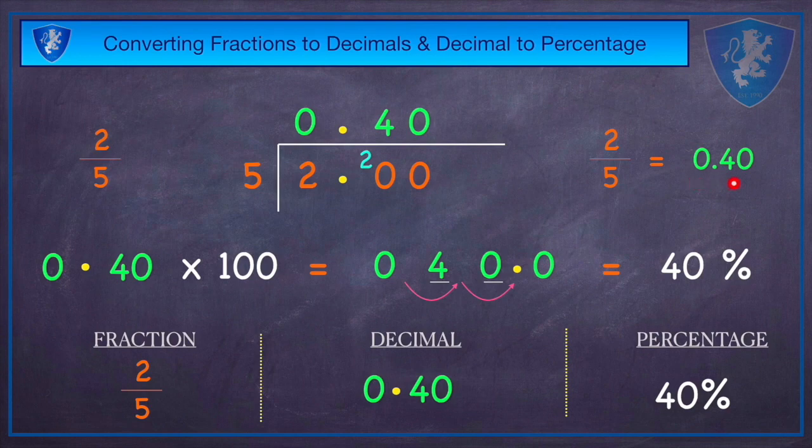But if you are going to convert it into a percentage, then you multiply by 100. So the point moves 2 places, giving 40.0, which is 40%. So the fraction 2/5 is the same as 0.4 or 0.40 as a decimal, and it's 40%. And that's your 2/5.